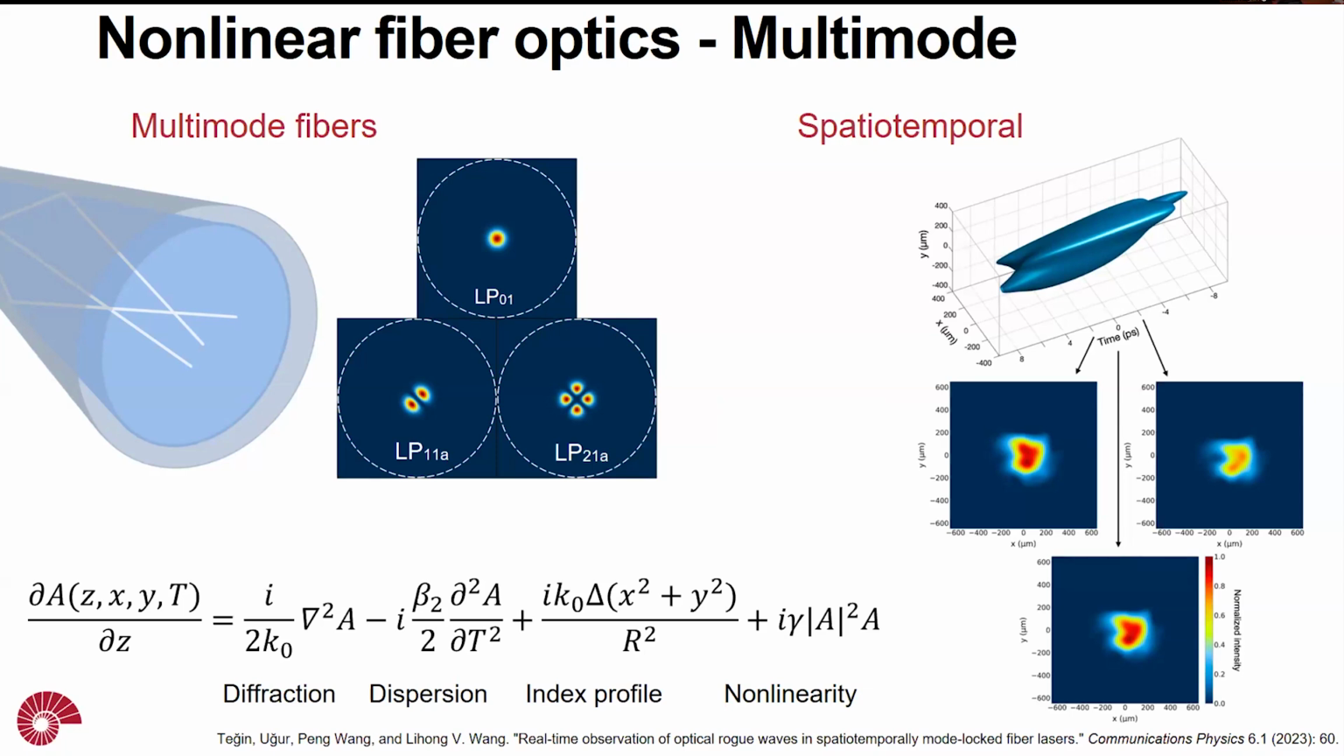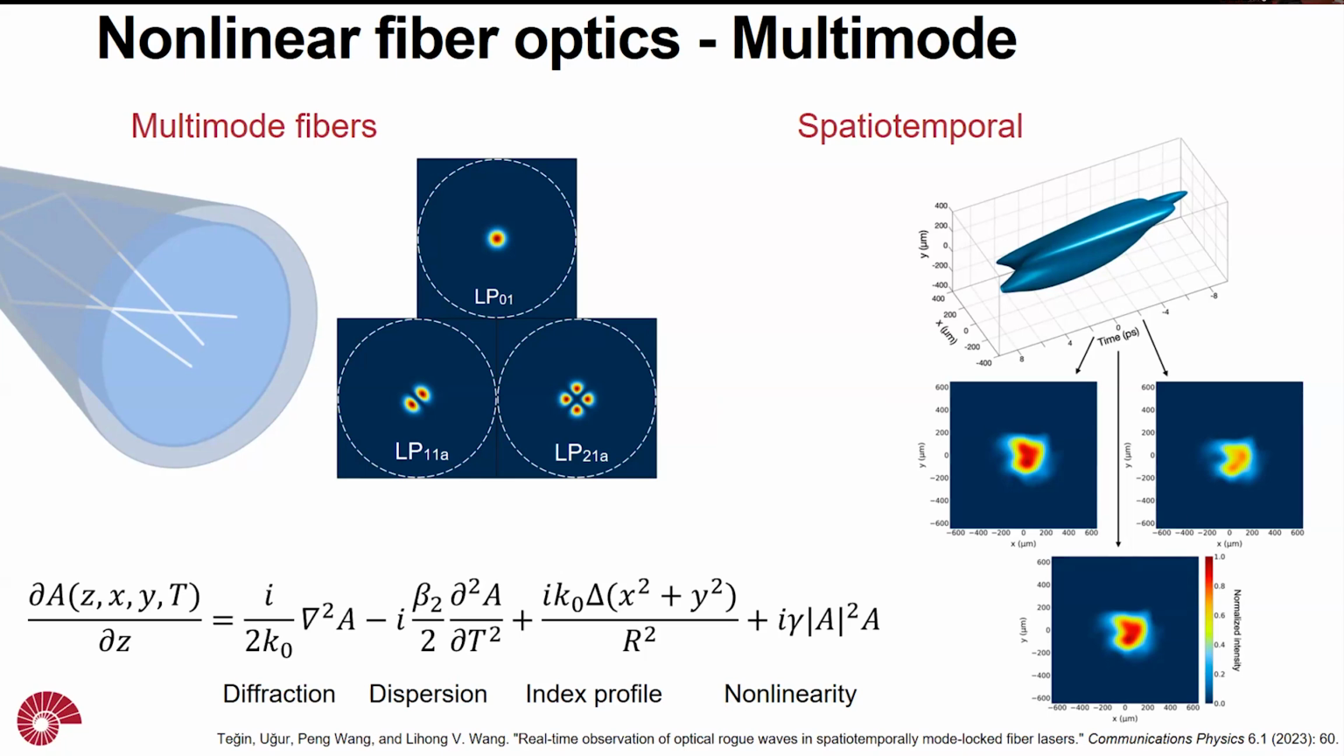And now you need to consider what happens to the spatial distribution of the light as well. Then your nonlinear Schrödinger equation will be a bit more complicated. We have diffraction, what happens to space, dispersion is still there. We have the refractive index profile, and we have the nonlinearity.